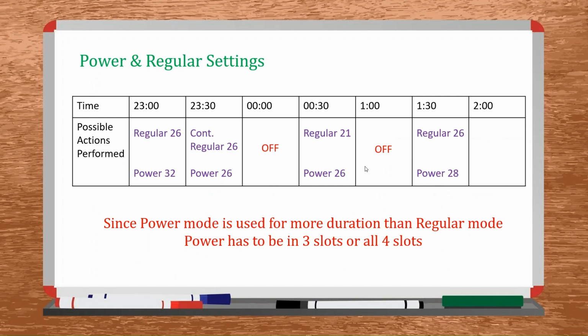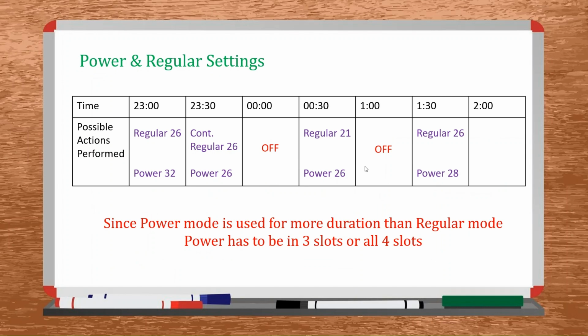Now let's consider the possible actions that were performed. First of all, we are operating the AC in 4 slots of half an hour each. Slot number 1 is the 11 p.m. slot, then the 11:30 slot, the 12:30 slot, and the 1:30 slot.